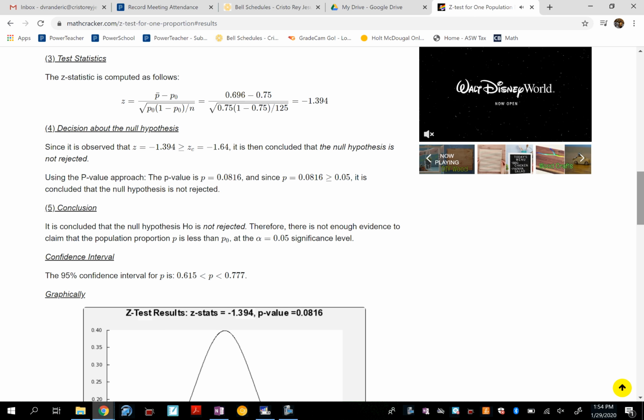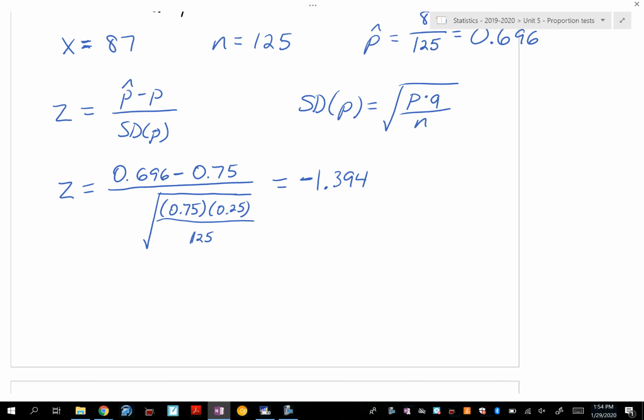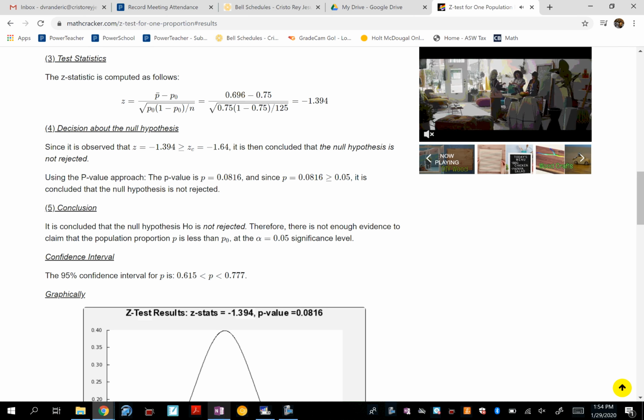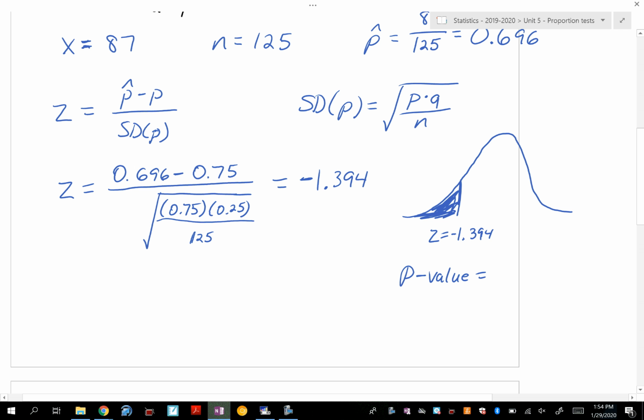Now, you'll notice that I have to have a p-value when I do this problem. So when I go back to my problem and I draw my curve, and I put negative 1.394, shading to the left, what is my p-value? MathCracker says my p-value is 0.0816.